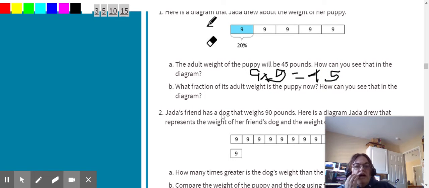And then what fraction of the weight? It's 9 pounds out of 45 pounds, which is 1 part out of 5 parts. So 1 out of 5 or 9 out of 45, which are equivalent.